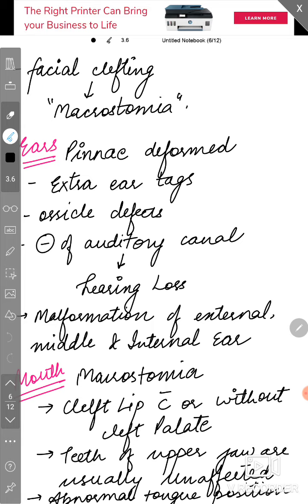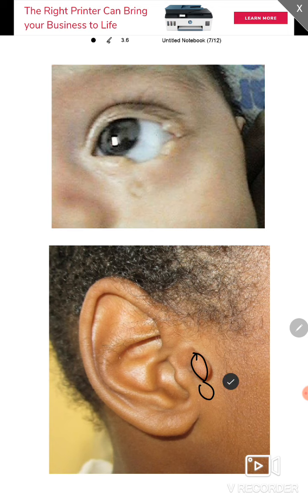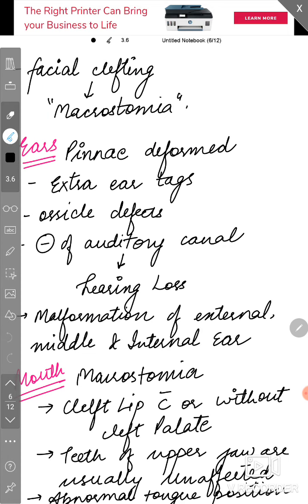Okay, next is ears. Ears में pinna can be deformed, extra ear tags, ये भी हो सकता है इनमें. And then ossicular defects and absence of auditory canal, hearing loss हो सकता है. बाकी malformation in external, middle, internal ear है, ये सब problems आ सकती है. Then mouth, we already read this, macrostomia. And cleft lip भी हो सकता है with or without cleft palate.